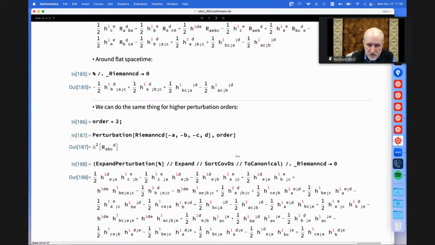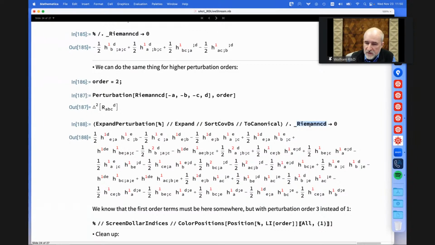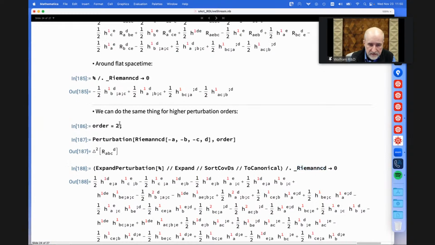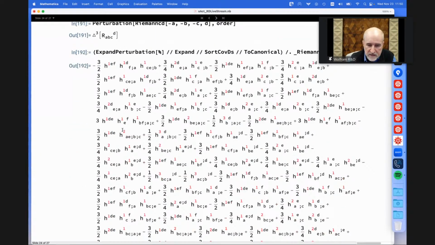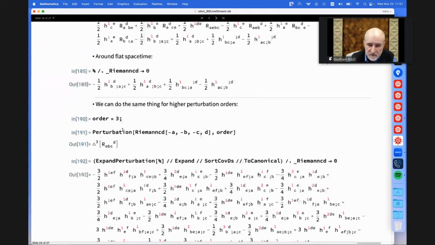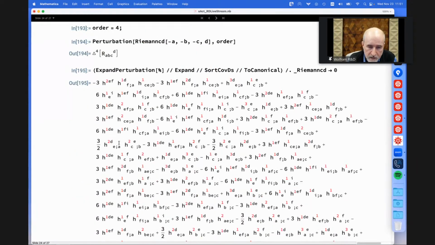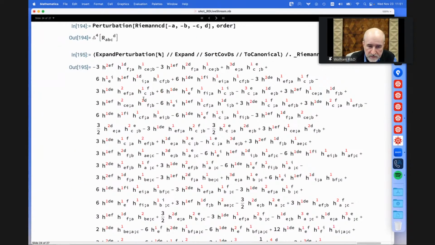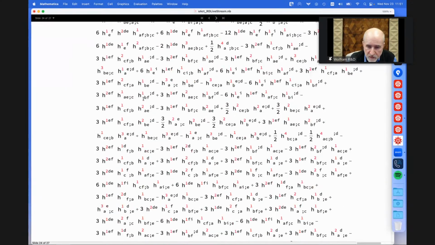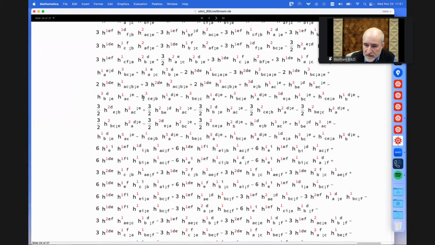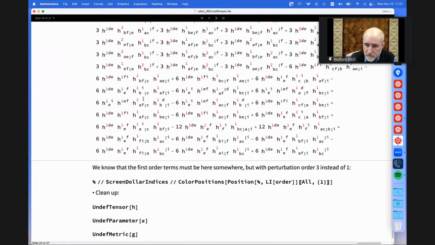Now I do all things together, including the particularization to Riemann 0, and you get that, right? And again, I can go to third order. Well, that's going to take too long. I can do 3. I evaluate this. Well, that's a formula for third order, right? And I could go over. Let's do 4. Let's see how long it takes. So, right. So that's a formula, again, on flat background for order 4.